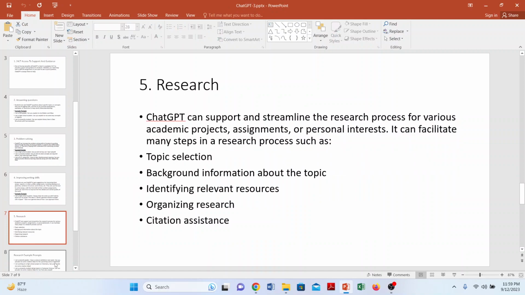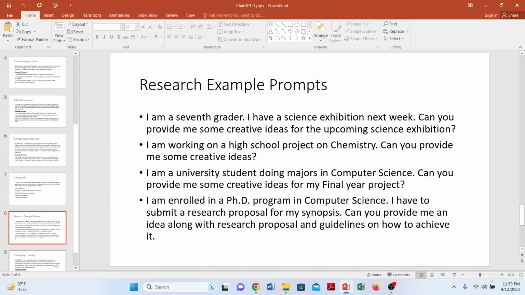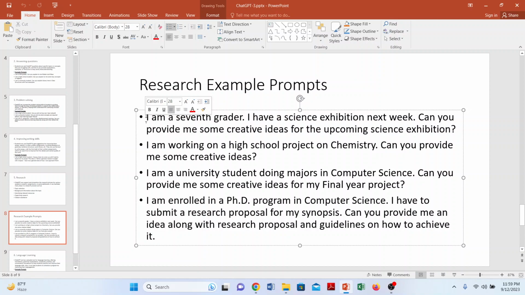In research, how can you use ChatGPT? In research, you can use it for topic selection, background information, identifying relevant resources, organizing research, and citation assistance. There are different prompts that you can use for research. For example, if you are a 7th grader and you have a science exhibition and you want some creative ideas, you can use this prompt.